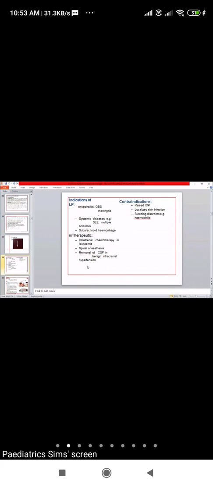So coming to the lumbar puncture needle. The indications of lumbar puncture you all know: encephalitis, GBS, meningitis, all types of meningitis like bacterial, viral, tuberculous meningitis, systemic diseases like SLE and multiple sclerosis, subarachnoid hemorrhage. Coming to the therapeutic uses: intrathecal chemotherapy in leukemia, spinal anesthesia, CSF drainage in benign intracranial hypertension. Coming to the contraindications: raised intracranial pressure, localized skin infections, bleeding disorders, for example hemophilia.